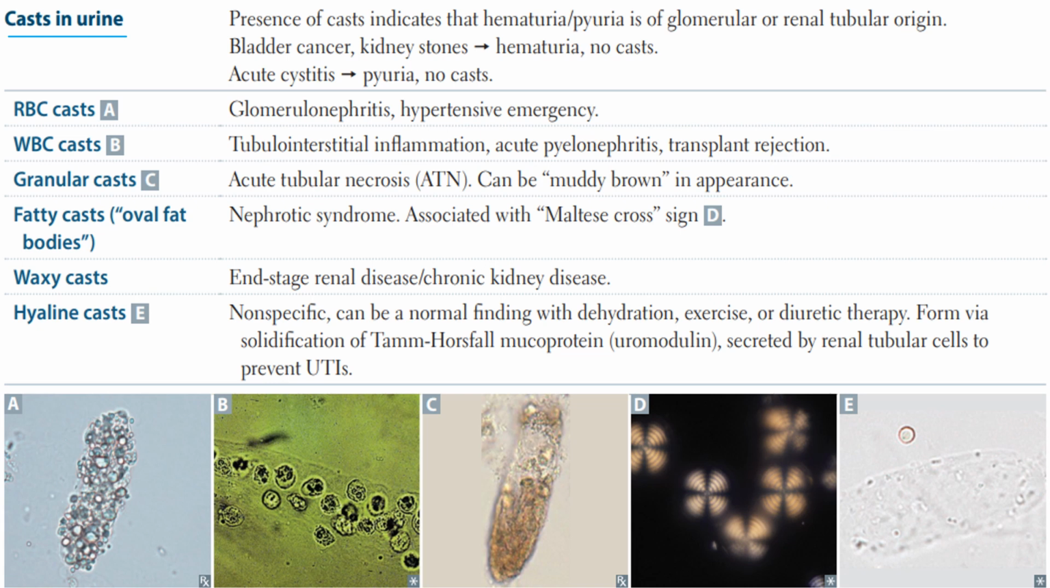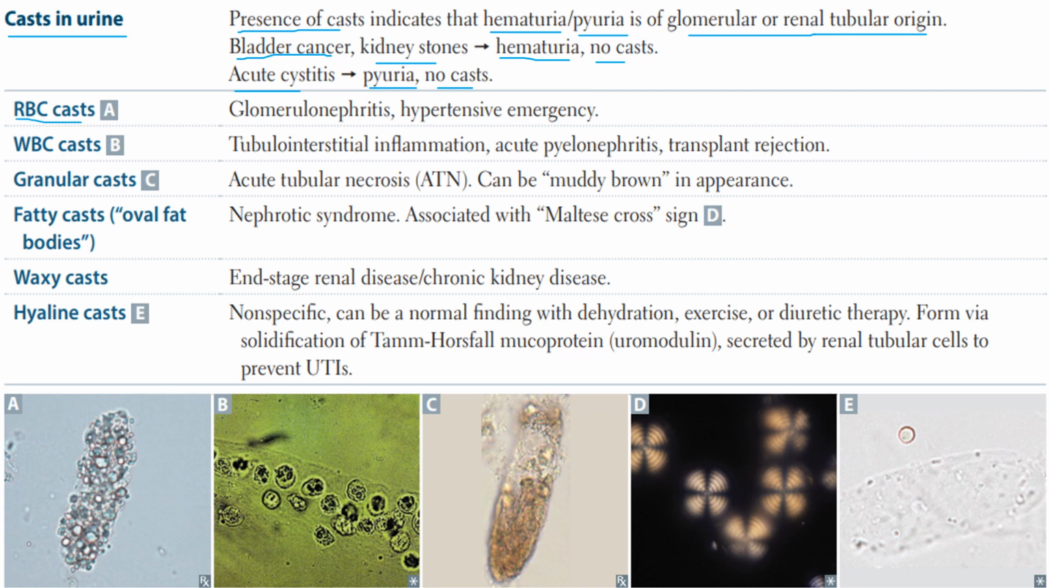Casts in urine. Presence of casts indicates that hematuria, loss of blood in urine, or polyuria, excessive urination, is of glomerular or renal tubular origin. Presence of casts indicates it may be of glomerular or renal tubular origin. Bladder cancer and kidney stones can be associated with hematuria, but no casts. Acute cystitis is associated with polyuria and no casts.